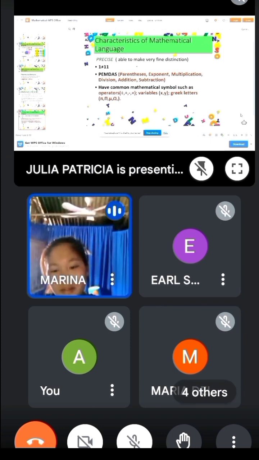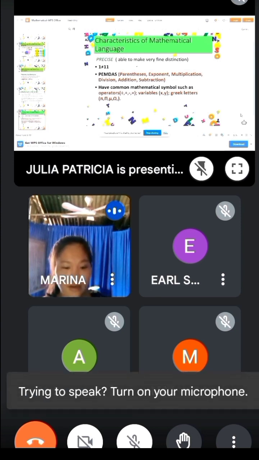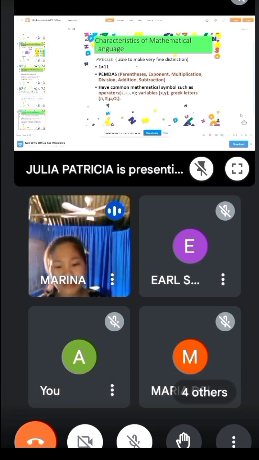And there are common mathematical symbols such as operators. In operators, there are four operations: division, addition, subtraction, and multiplication. But the most common operations are addition and subtraction, also known as positive and negative. We commonly see these in pregnancy tests, blood tests, drug tests, and so on. Variables are the letters that represent a number, and the common variables are x and y. Then there are Greek letters such as pi and so on.